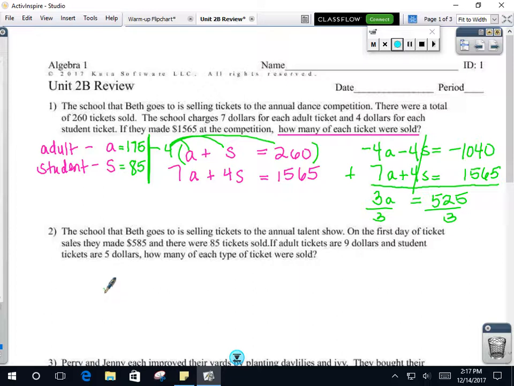Okay, now number 2 is the exact same kind of problem as number 1, so I'm going to give you about 2 minutes to try it by yourself, and then I'm just going to give the answers. I'm not going to go over it. So try number 2 by yourself.